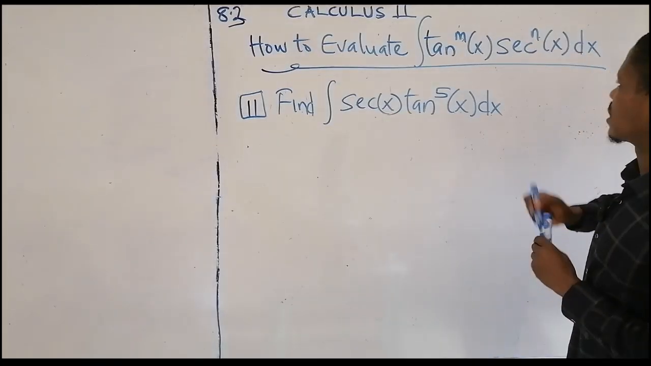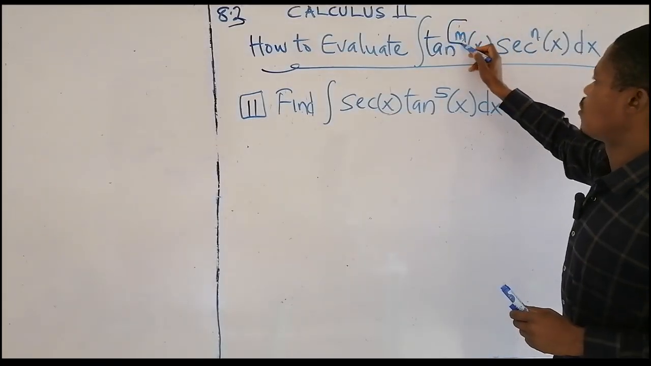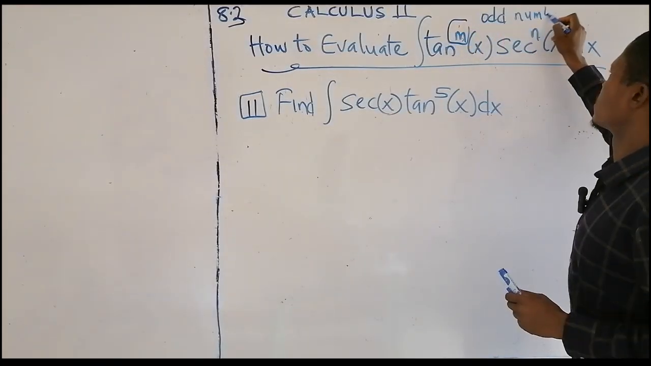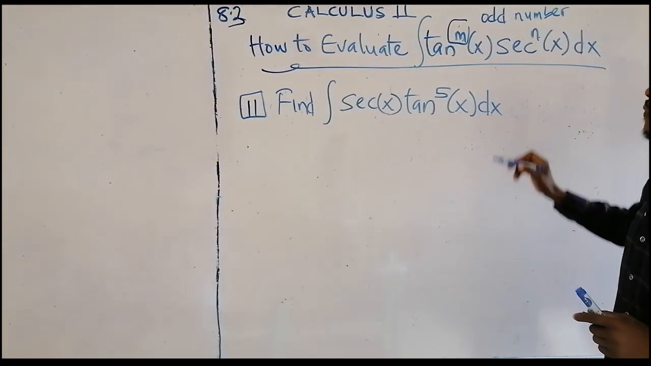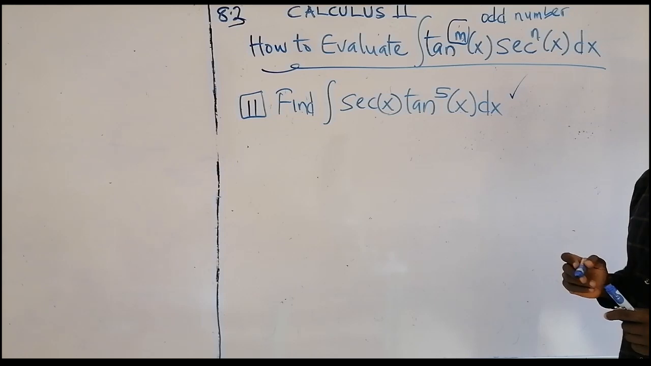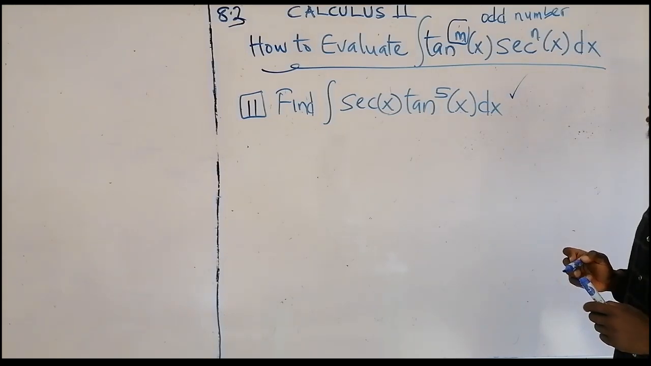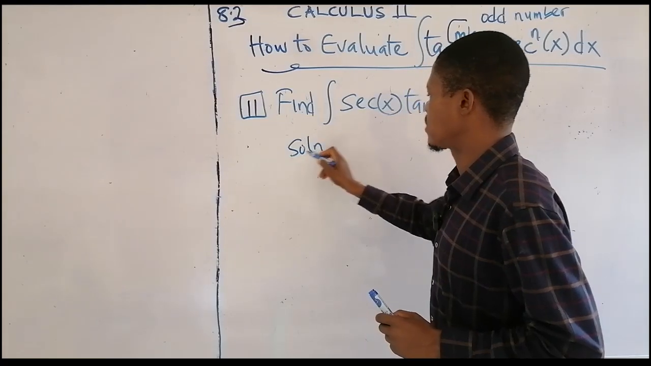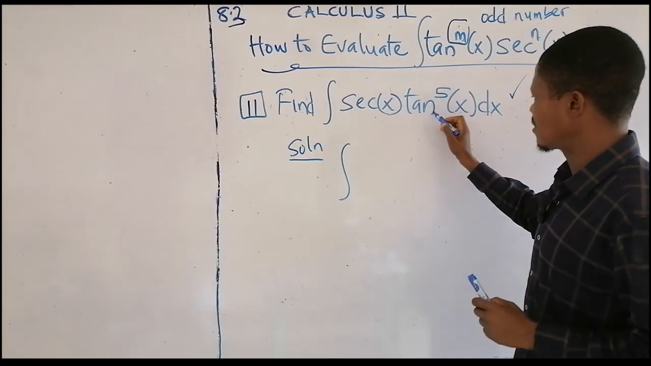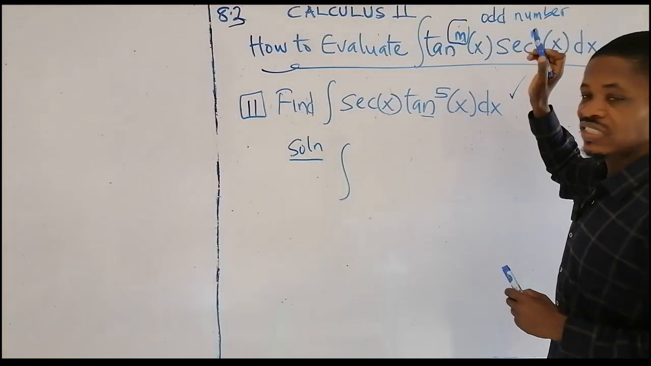Case 2 is the case where the power of m, the power of tan, is odd. That's case 2, where the power of m is an odd number, and we have this question to buttress that. What we are going to do in this case is very simple. We are going to split this into 2 and take 1 out of this one.